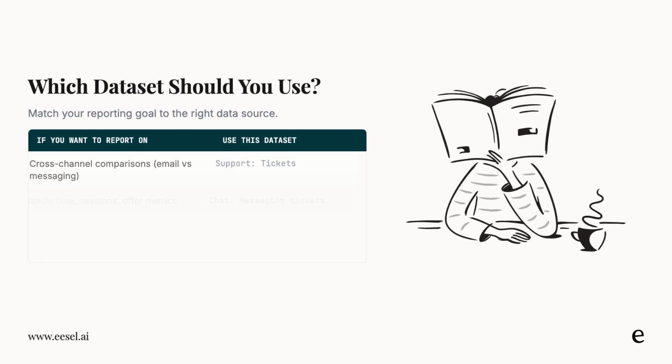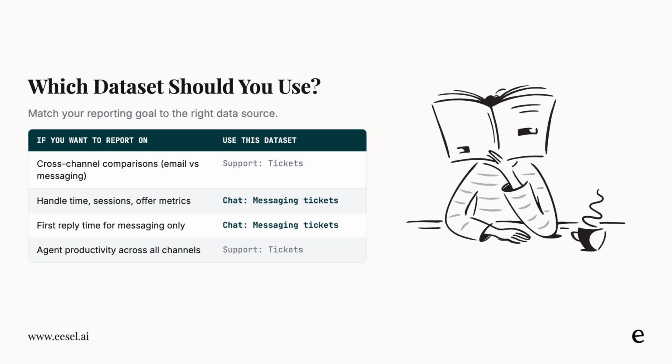Here is the quick decision rule. Use support tickets for cross-channel comparisons and chat messaging tickets for anything messaging specific. First reply time. Resolution rates. Handle time. All of these should come from the messaging dataset. Get this right and your reports will finally reflect what's actually happening.